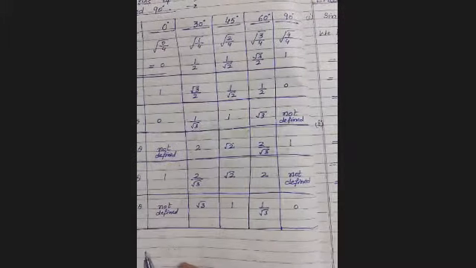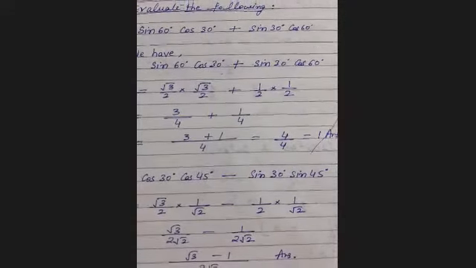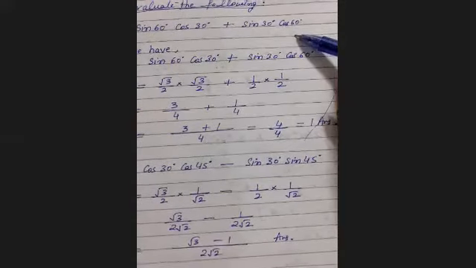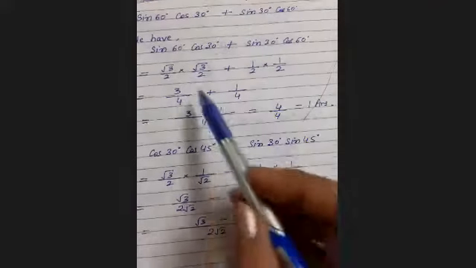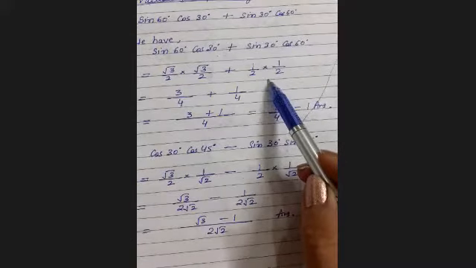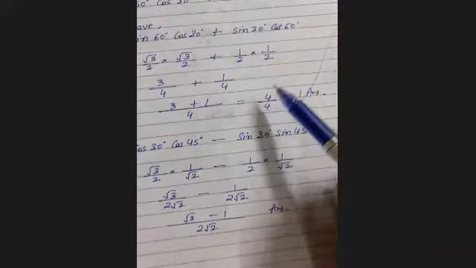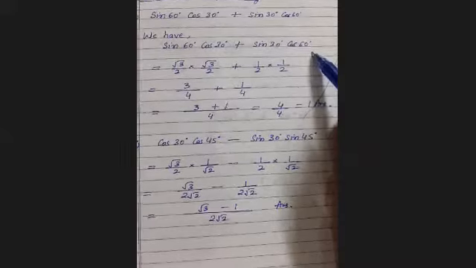On the basis of it, you can solve many questions. Let's see the first one: sine 60 cos 30 plus sine 30 cos 60's value. We will replace the values and then we have to add both of them. You can see sine 60 is root 3 by 2, cos 30 is root 3 by 2, sine 30 is 1 by 2, cos 60 is 1 by 2. From this table, you can write, and by writing them, we will multiply. By taking LCM, we are getting 1, which is the value of this expression.